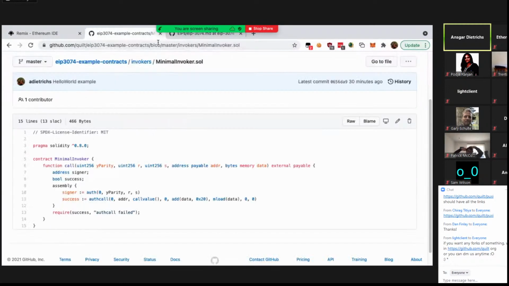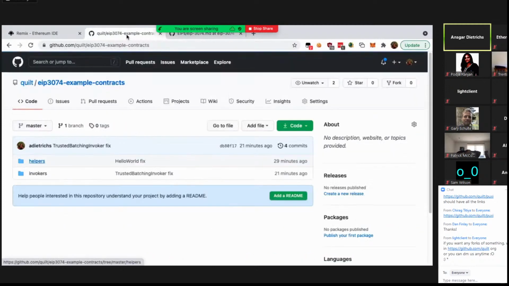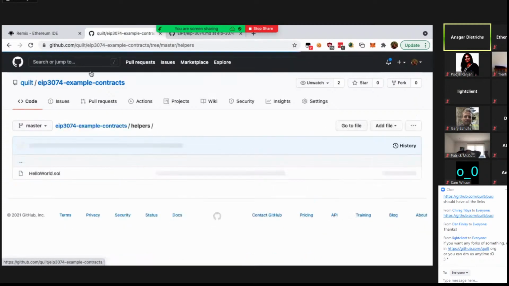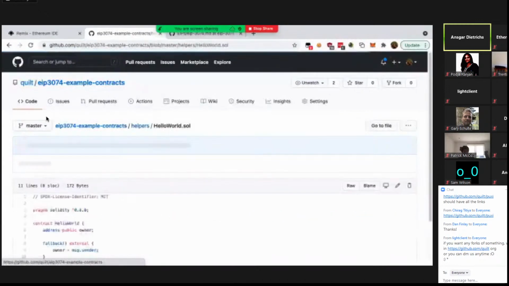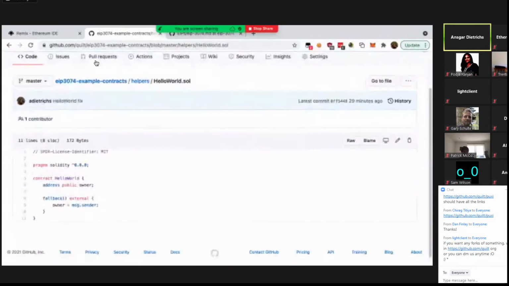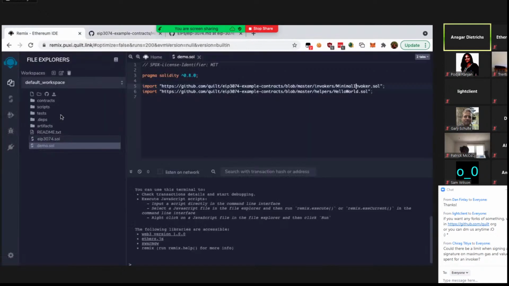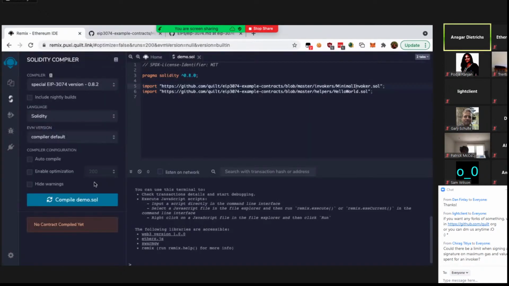So let's compile this with the special compiler. And as you can see, this was successful. You could actually just write code in here. Of course, I'm only importing to use the existing pieces, but you can write the content in here. Now we can go ahead and deploy. As you can see, we have these two contracts. We are deploying an instance of Hello World, and an instance of Minimal Invoker.